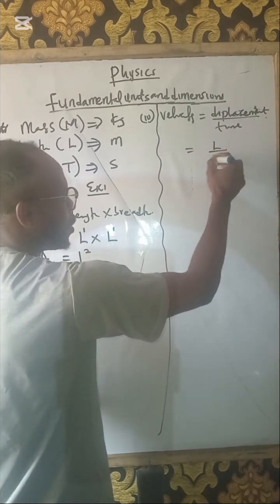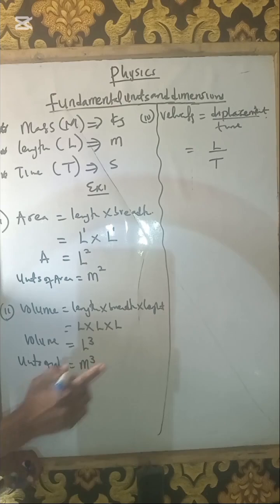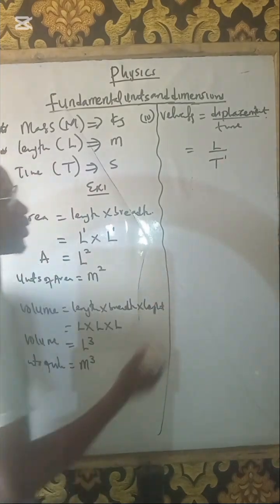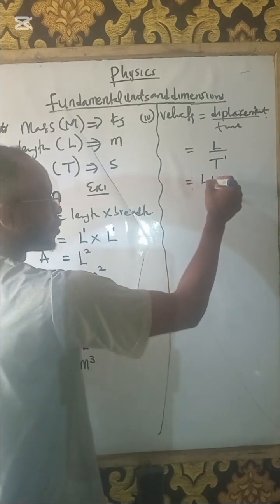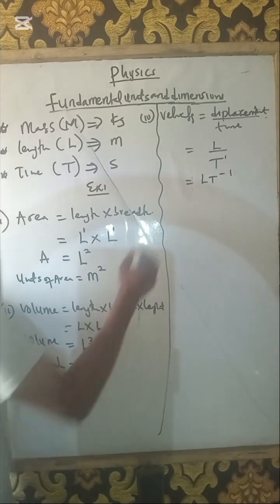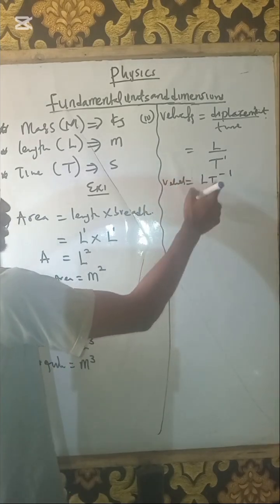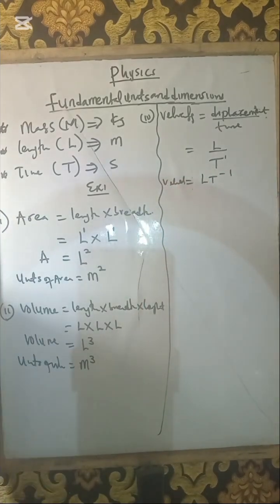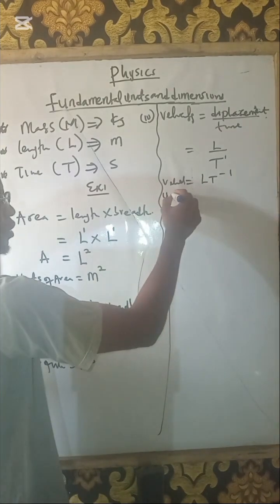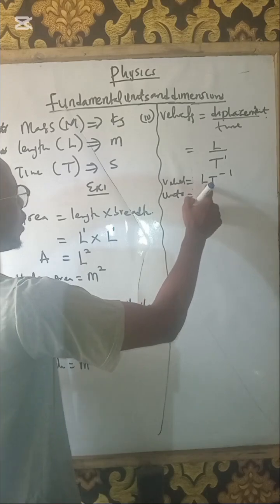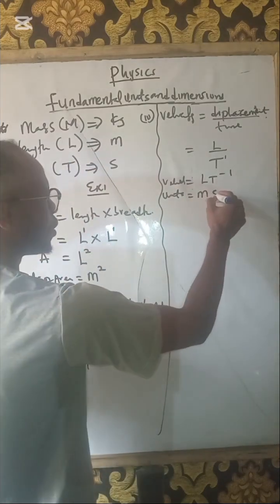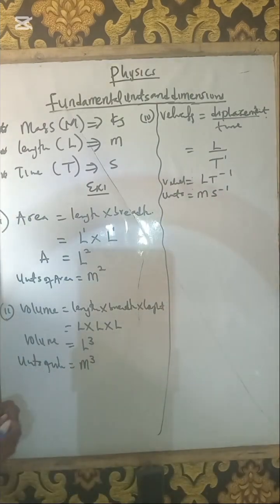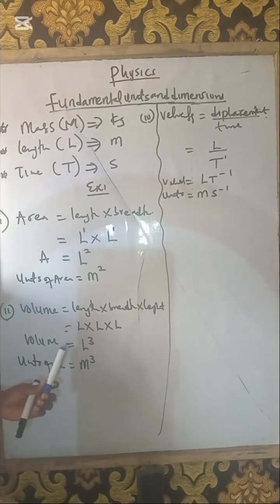While time is what? Capital letter T. So don't forget, this is the same thing as T to the power of 1. According to the law of indices, when you are moving this up, it's the same thing as this. So the dimension of velocity is L T raised to the power of what? -1. So from there, I can get my unit. What is L? M. What is T? Seconds. So the unit of velocity is meter per second, which is m s raised to the power of what? -1. It's as simple as that.